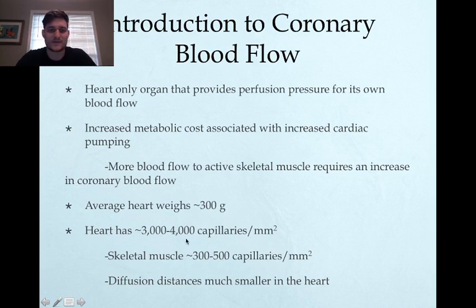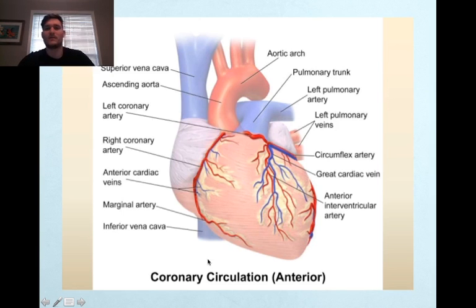And so the heart has 3,000 to 4,000 capillaries per millimeter squared. And when you compare that to skeletal muscles, skeletal muscle is going to have roughly 300 to 500 capillaries. So much more blood pathways, much more capillaries to supply that oxygen to that working cardiac tissue. And that also makes the diffusion distance, since you have more blood pathways, more blood vessel area that is interacting with more area of the cardiac tissue, that diffusion distance is much smaller in the heart.